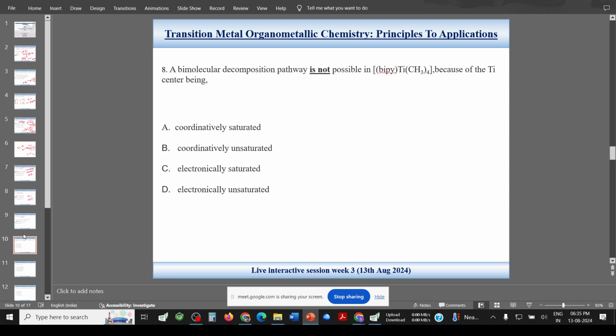So it will be coordinatively saturated due to the chelation effect of bipyridine. Yes. So we have seen that the titanium tetramethyl is coordinatively saturated due to the chelation from this bipyridine. Very good. So we have seen that titanium Ti(CH3)4 undergoes decomposition in a bimolecular pathway through the 2-electron 3-center bonding model.